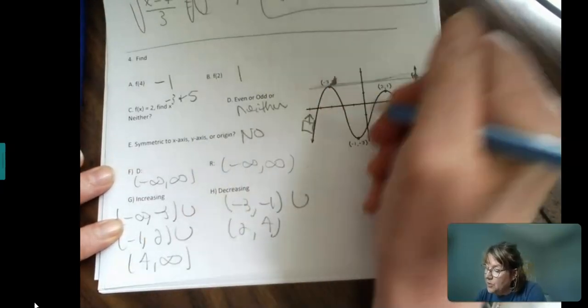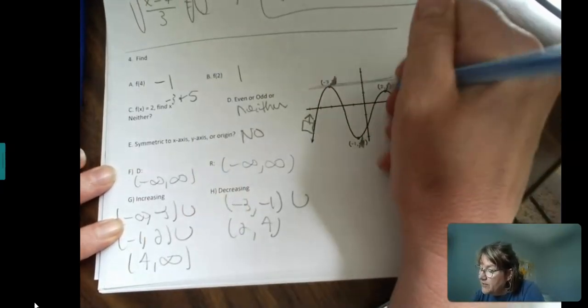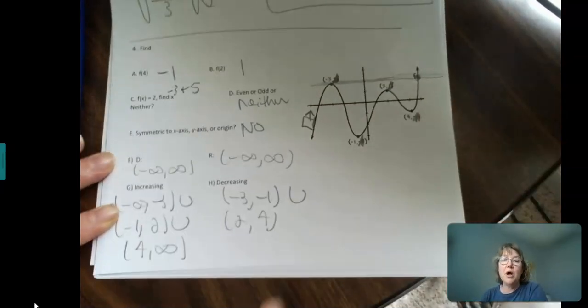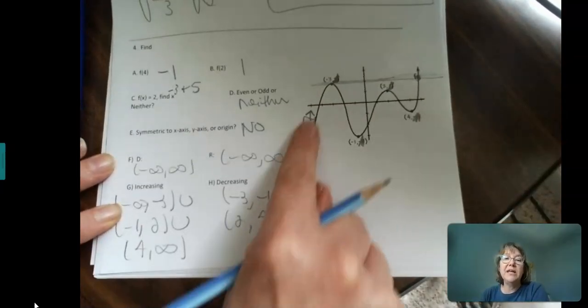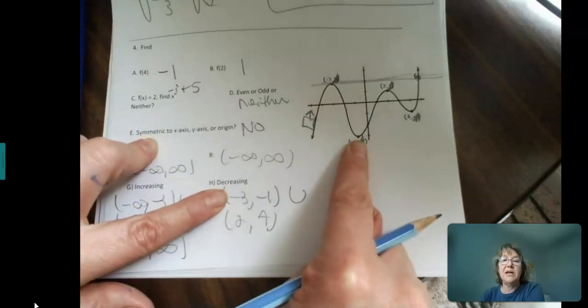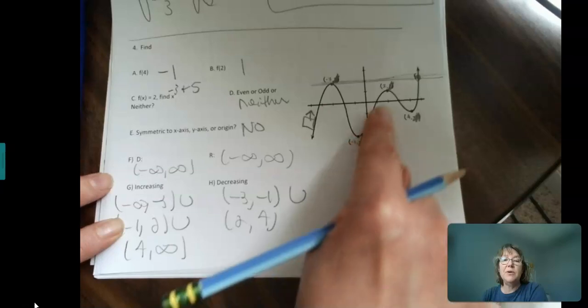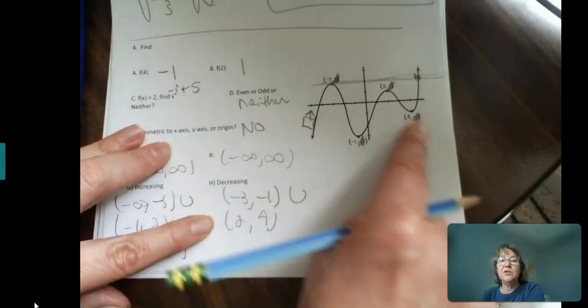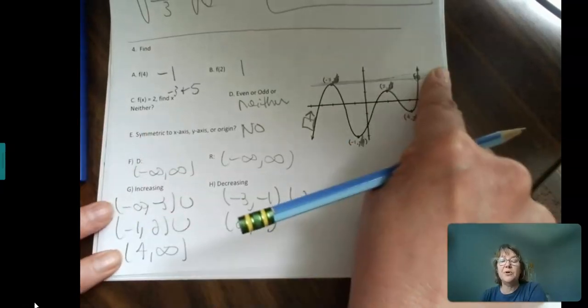And again, I like to cross off the y values so I don't accidentally screw up. So from negative infinity to -3, it's increasing. It goes down from -3 to -1. From -1 back to 2, it's increasing again. 2 to 4, it's going down. And 4 to infinity, going up.